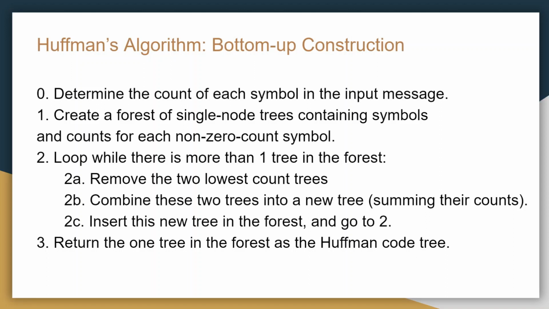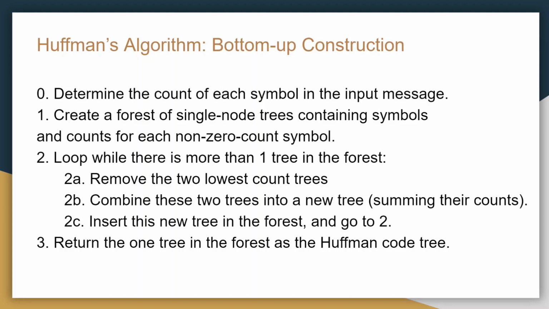So the pseudocode for this, essentially, we're going to start by determining the count of each symbol in the input message, followed by creating a forest of single node trees containing symbols and counts for each of the non-zero count symbols. So essentially here, for every symbol that was in the input message, you're going to create an HC node that has the corresponding symbol and the count of that symbol from the input file. And then you are going to add all of these nodes into a priority queue. And from there, you are going to loop until there is only one tree in this forest of trees, which will be your final tree that you've created for encoding.